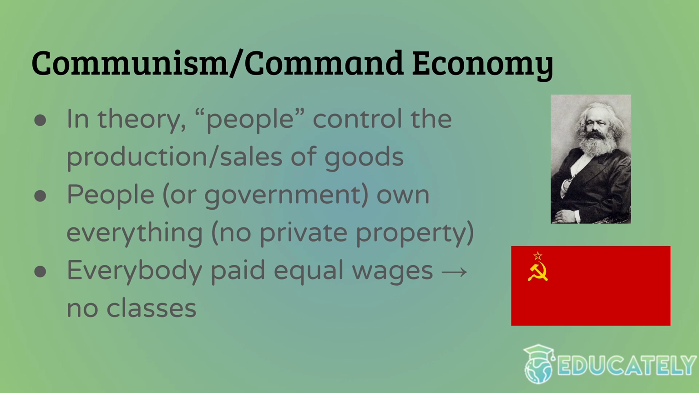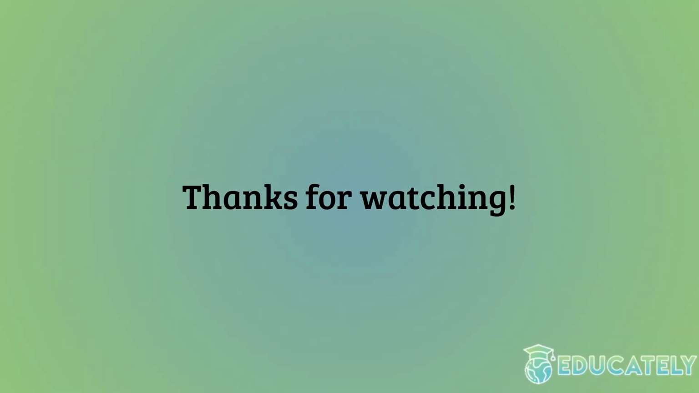Towards your right, you have a picture of Karl Marx, who's considered the founder of communism. He wrote the Communist Manifesto in 1848. You also have a Soviet Russia flag. Soviet Russia claimed to be communist, but they weren't 100%. They never got there. It's a process to get to communism, and no country has ever reached it.